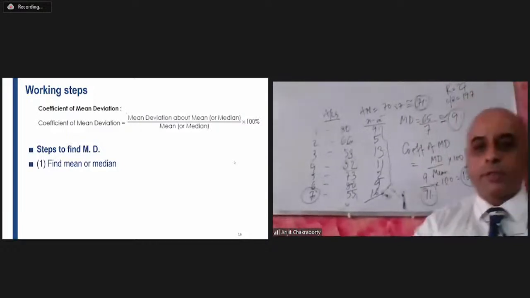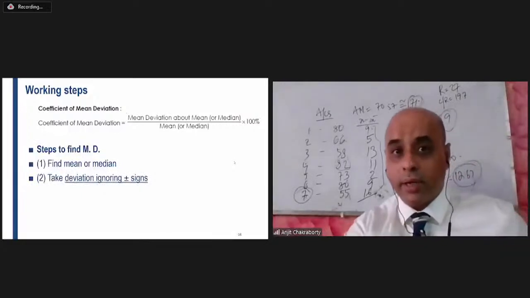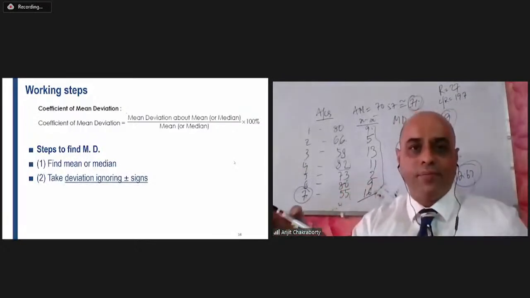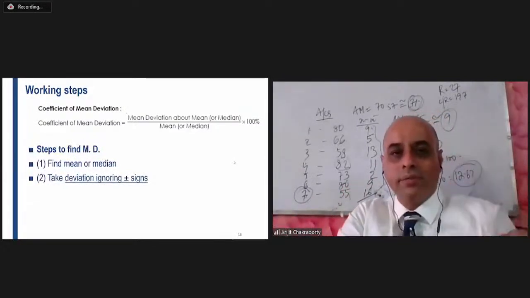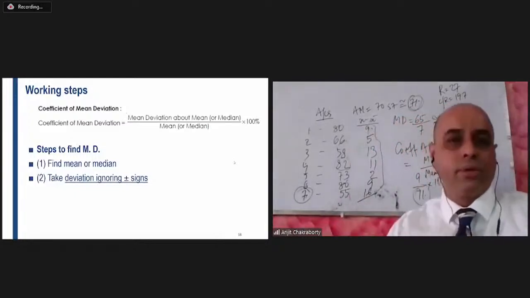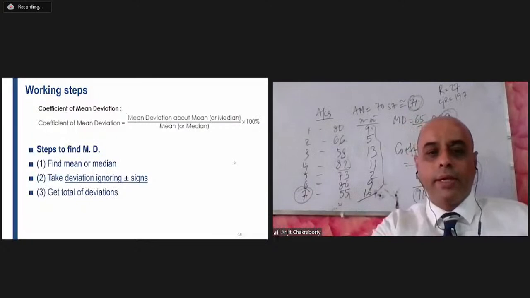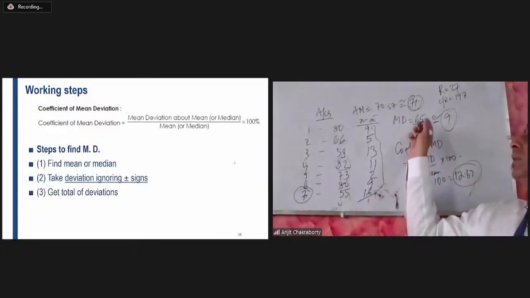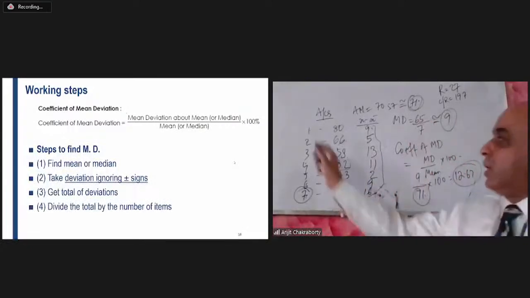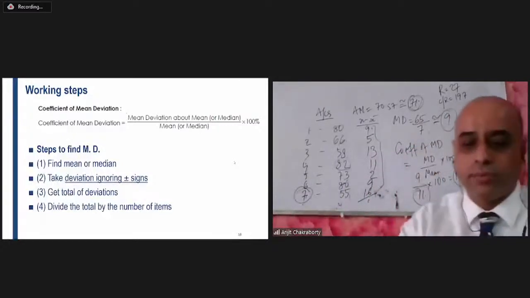Once again, if you look at the slide now, find the mean or median. We have done it. Take the deviation. Please see the second point, which I have underlined to draw your kind attention. Take the deviation ignoring the plus sign and minus sign. We are just worried about the deviation, not the sign. Get the total of the deviations. Yes, we have got the total. It comes to 65 and then divide by the total number of items. The total number of items is 7, so 65 by 7, we have got 9 approximately.